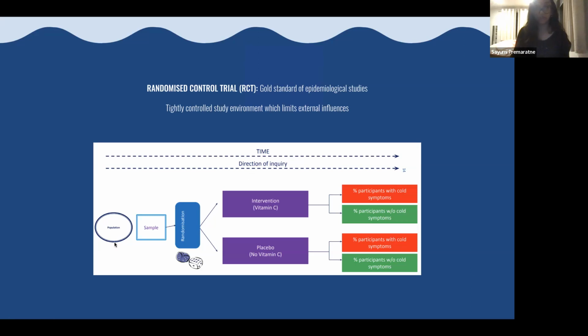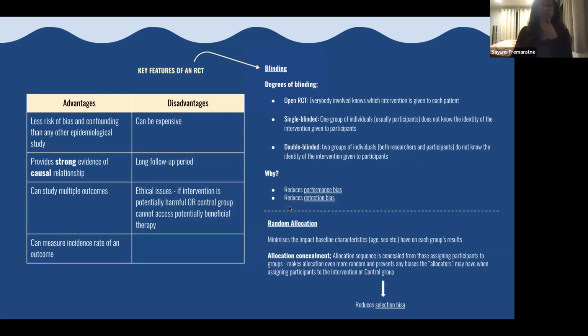So we have the population, we take a sample, and a key feature of a RCT is that we randomize how we've allocated the sample into either the intervention or control group. And then we just calculate who in the intervention group got the outcome, who didn't, and the same thing pretty much in the control group. So 2 key features of an RCT is blinding and random allocation.